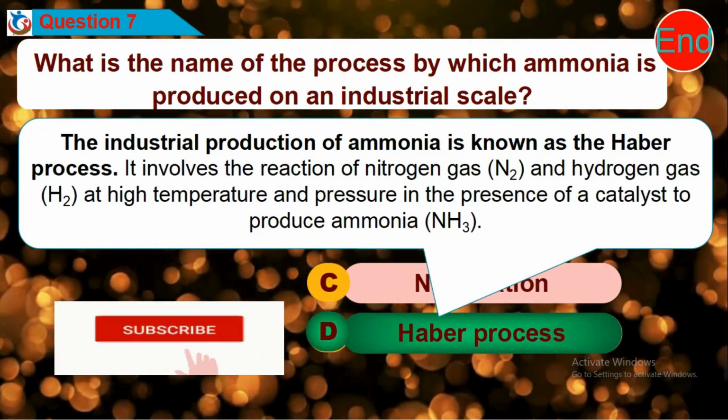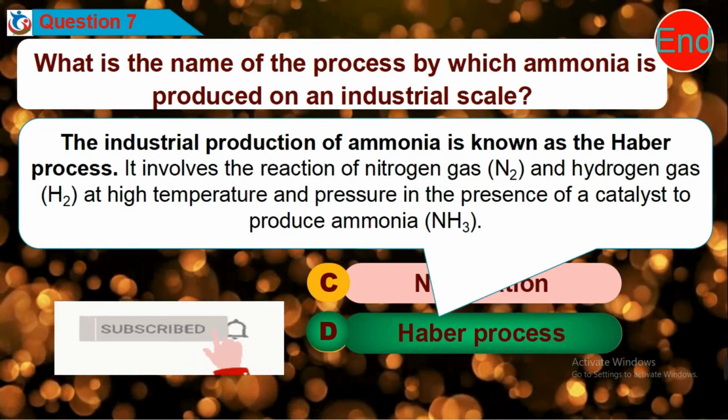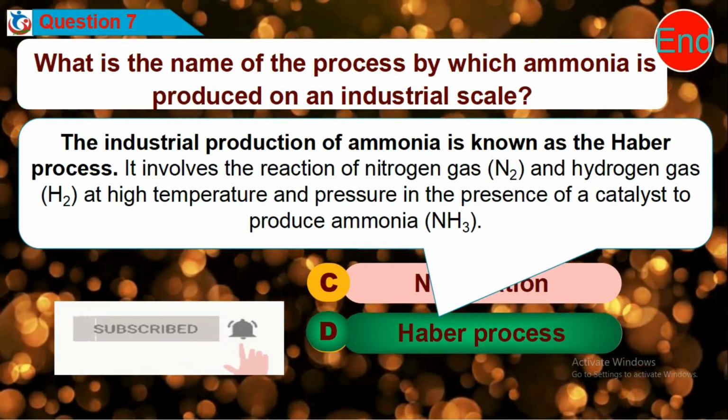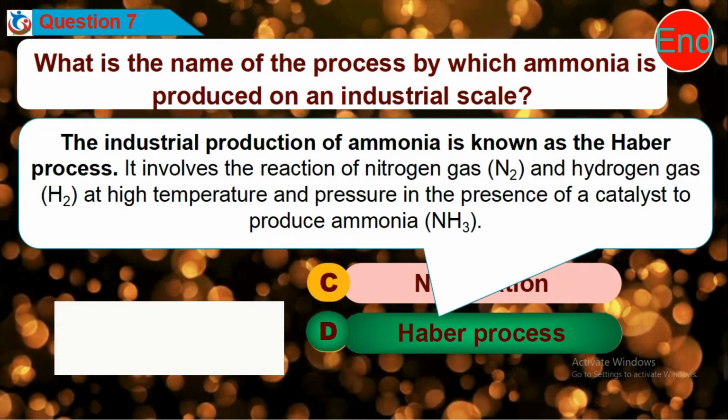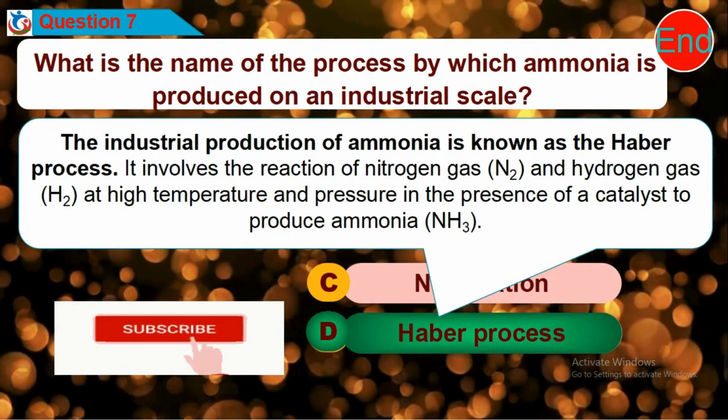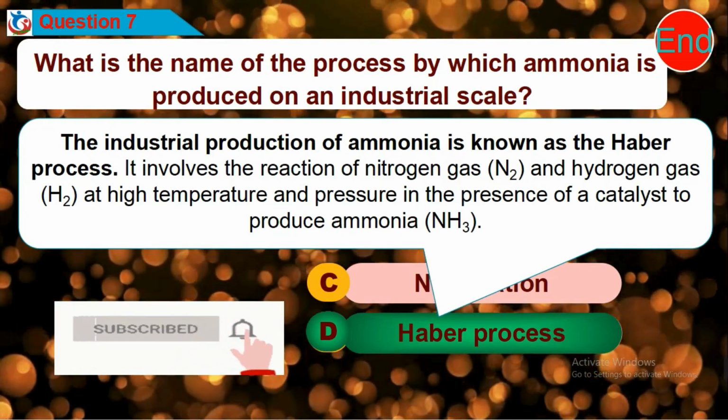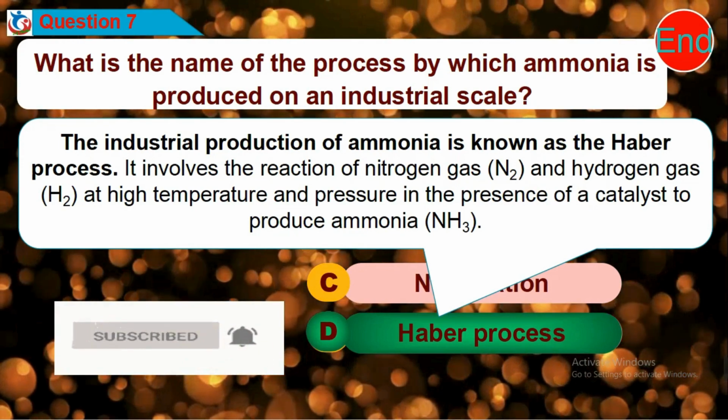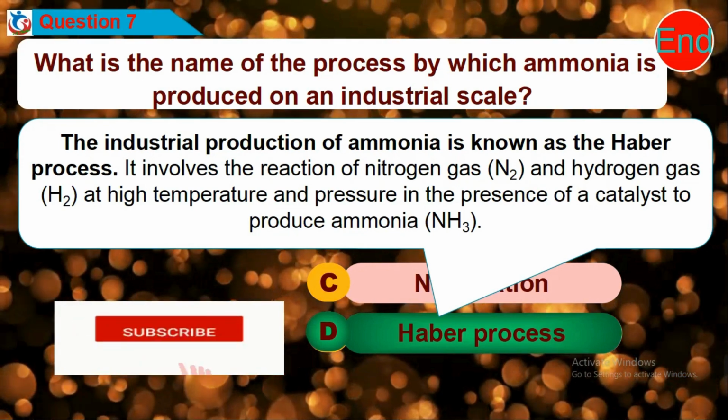The industrial production of ammonia is known as the Haber process. It involves the reaction of nitrogen gas and hydrogen gas at high temperature and pressure in the presence of a catalyst to produce ammonia.